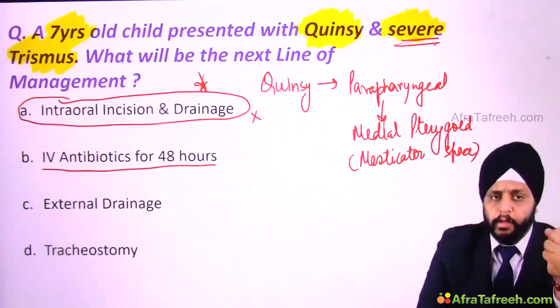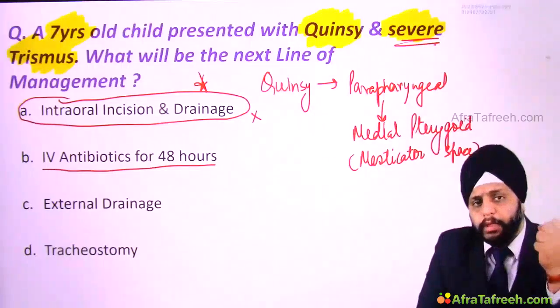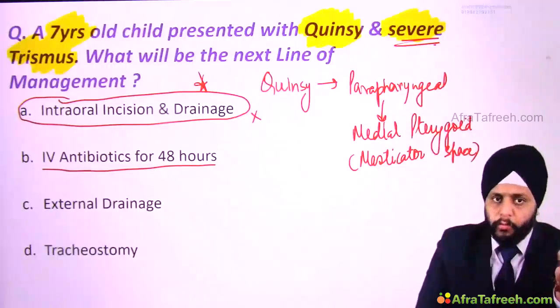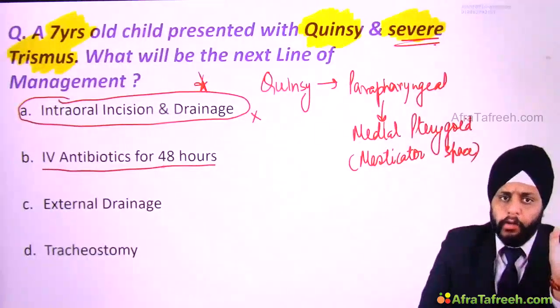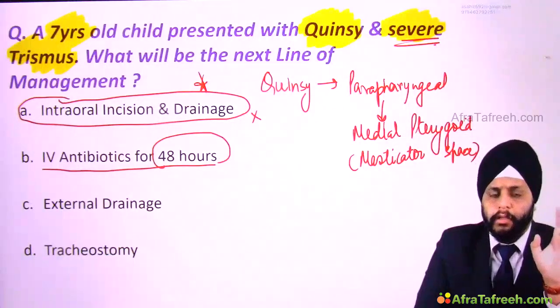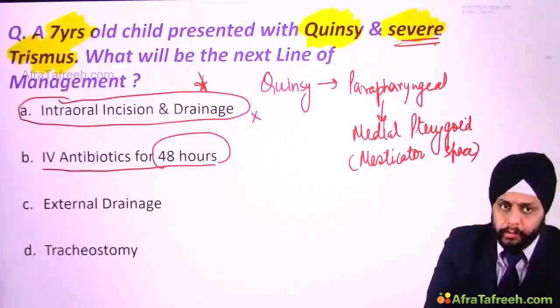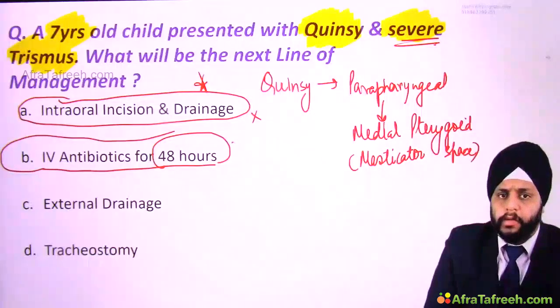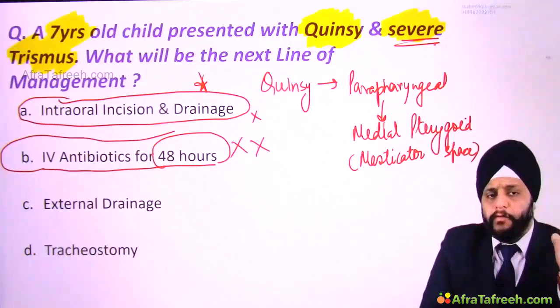There is severe trismus. Now it is a 7-year-old child with this widespread infection, and this abscess can burst, the parapharyngeal space abscess, the peritonsillar abscess. They can burst in the pharynx and the patient can aspirate and die. Would you like to wait for 48 hours without incision and drainage? No, I would not like. That is like putting my child at risk. So waiting with just IV antibiotics is endangering the life of the patient.